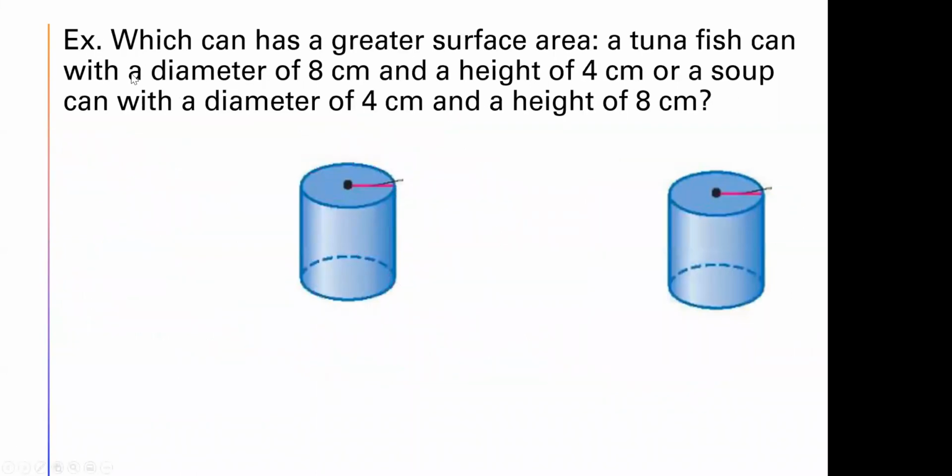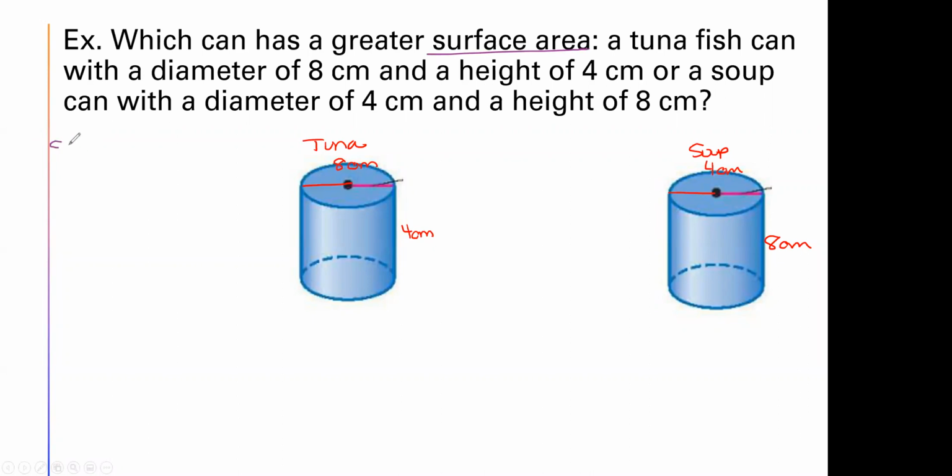Then here it says which can has a greater surface area? A tuna fish can with a diameter of 8 centimeters and a height of 4 centimeters, or a soup can with a diameter of 4 centimeters and a height of 8 centimeters, okay? So let's take a look. It wants you to find the surface area of each of these.